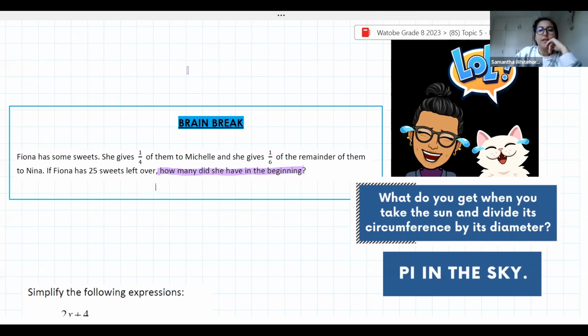And guys, if you're getting answers, you can go backwards from it. So if you've got an answer, see if you take a quarter of them to Michelle and you take a sixth of the remainder, do you get 25 sweets left over? So you can always double check yourself with your answer based on the question.